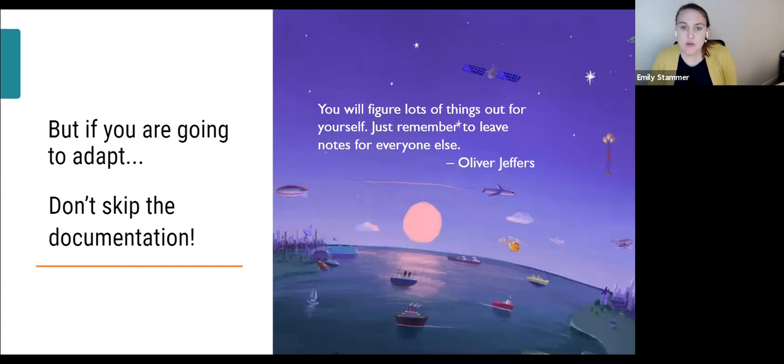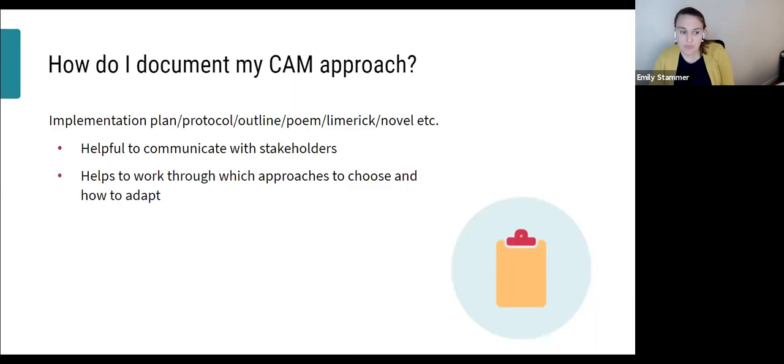In terms of maintaining the rigor, document. The urge to adapt and to skip some of the documentation may be strong, but this is a really important step. It's not really just for you yourself and for reproducibility in science, but honestly, it's for other people to learn from. This is just a slide to basically say, don't let the documentation piece of things drop if you do adapt. So how do you document your CAM approaches and your adaptations? Next slide.